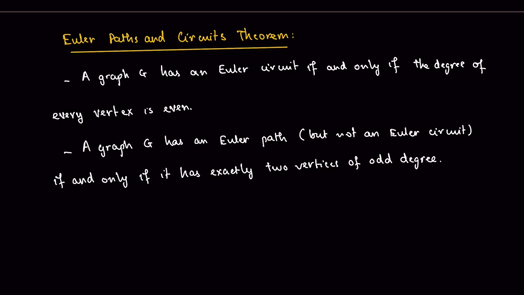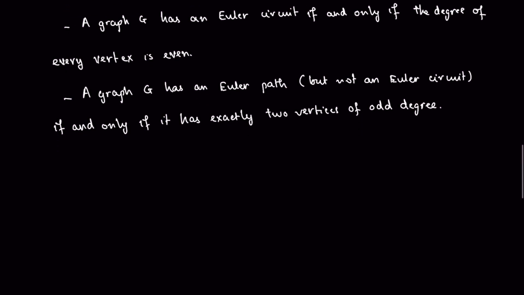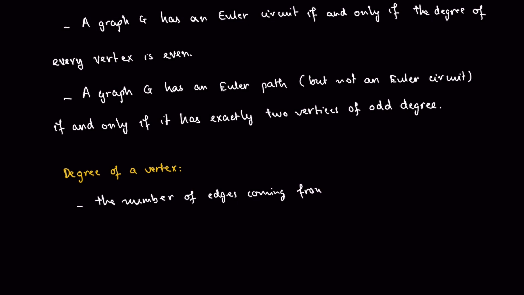Okay. Now, what is the degree of a vertex? The degree of the vertex is the number of edges coming from that vertex. So I want to mention one thing here: the degree of a vertex is the number of edges coming from that vertex. Okay, now go back to the two examples that we just did to see how we can recognize if there is an Euler path or an Euler circuit by just looking at the graph.